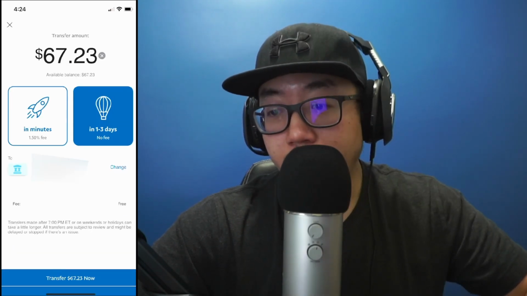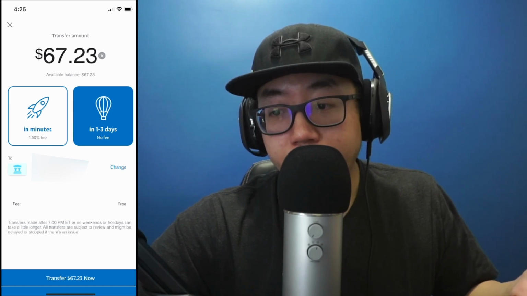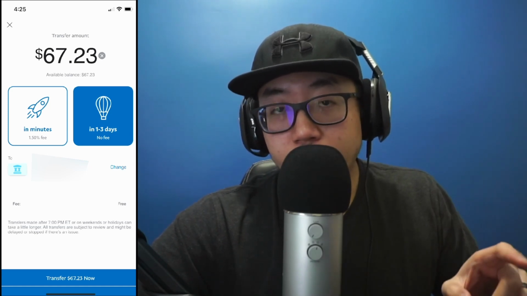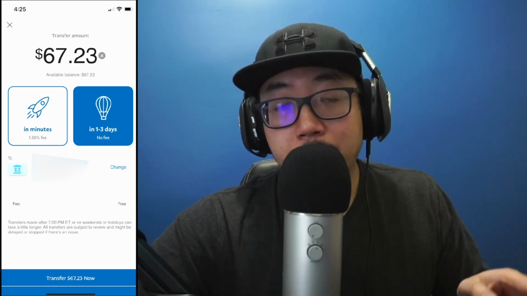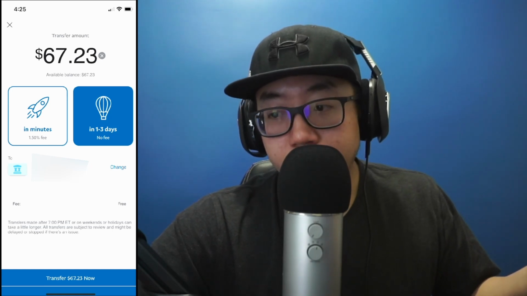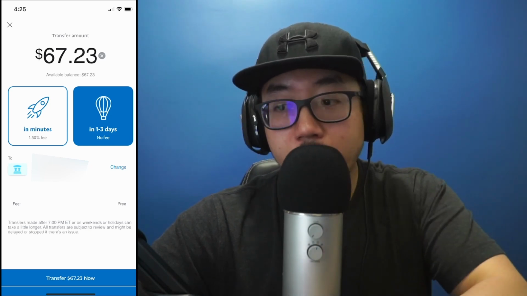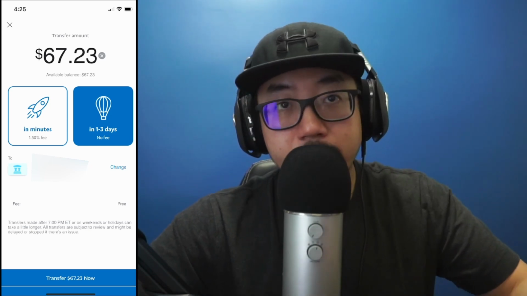And right here, you have two options. You could choose to receive your money within minutes. However, it will cost you a 1.5% fee, or you could choose to wait 1 to 3 days, which is a totally free ACH credit transaction. And that's what I'm going to pick because I don't need this money like immediately.